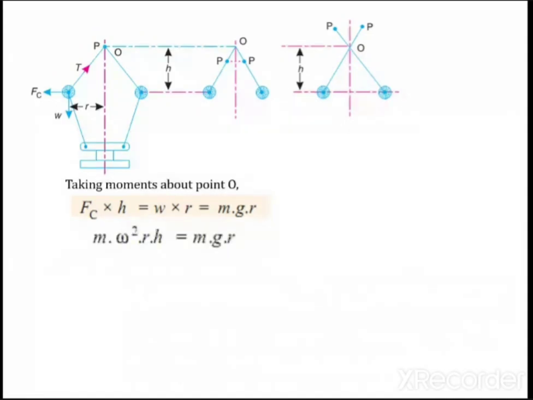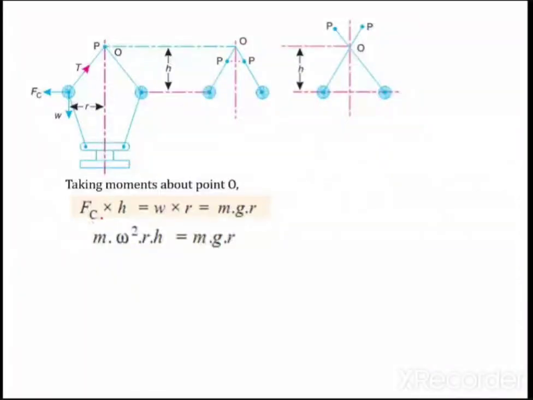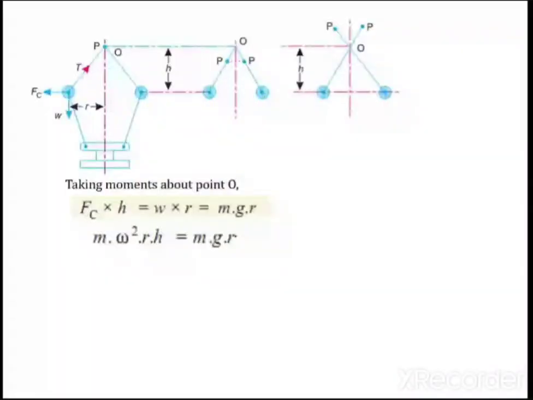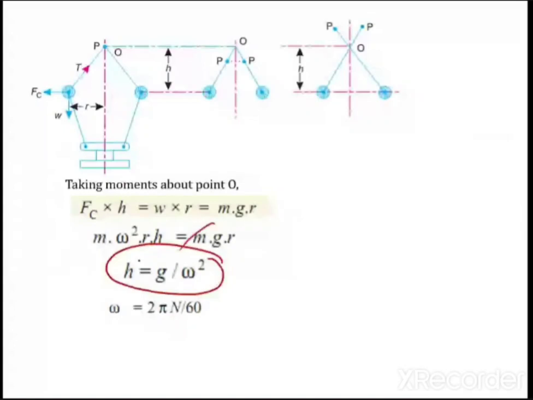But what is FC? FC is m omega square R, and W is mg. So FC into H is equal to mg into R. The m gets cancelled, R gets cancelled. Finally you are getting the formula: H is equal to g upon omega square.